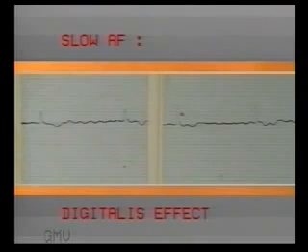Bradycardia may also be due to the effect of drugs like beta blockers or digitalis. Note this atrial fibrillation whose rate is less than 60 per minute due to the effect of digitalis.